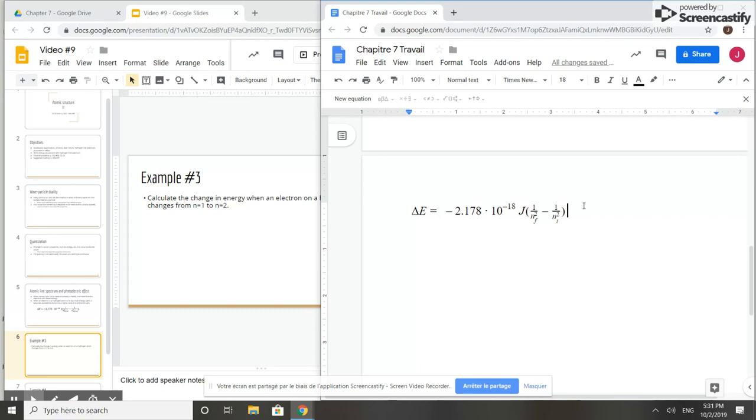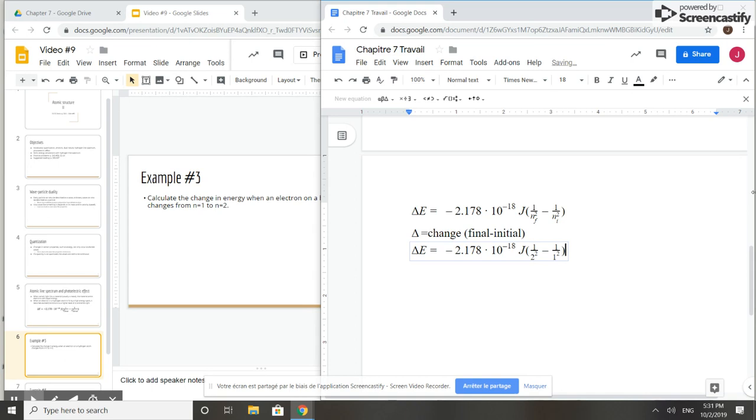Okay, so let's work through that. I've just got the same equation that I had before. So I'm going from n equal to 1 to n equal to 2. By the way, if you didn't already know what that triangle means, that is uppercase delta in Greek. It means change. Anytime you see the symbol delta, it just means change, or another way to think of it is final minus initial, hence why you've got the final and initial here. So we are going from n equal to 1 to n equal to 2. My n final is 2, my n initial is 1.